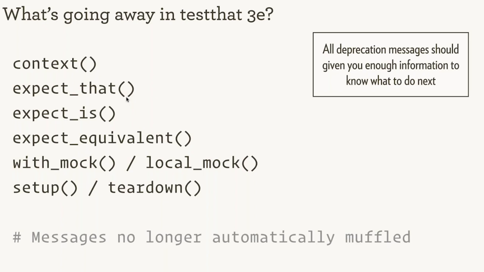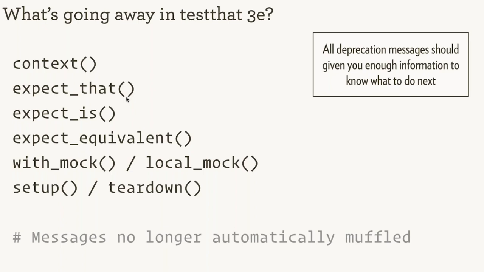Expect is, we're deprecating in favor of expect S3 class, expect S4 class, and expect type of, just to be more precise about what exactly you're trying to express. Expect equivalent, I'll talk about a little bit later, but that's just giving an argument to expect equal or expect identical. Some of the mocking functions are going away in favor of more featureful packages. And then finally, we are moving away from setup and teardown in favor of test fixtures, which I'm not going to talk about today, but there's a whole vignette about them if you want to learn more.